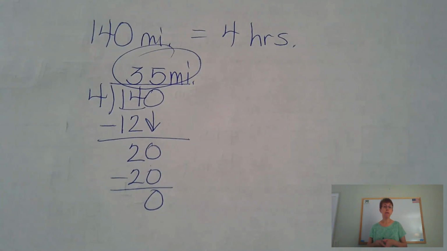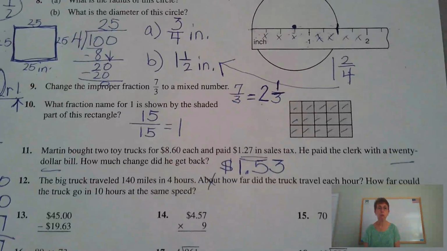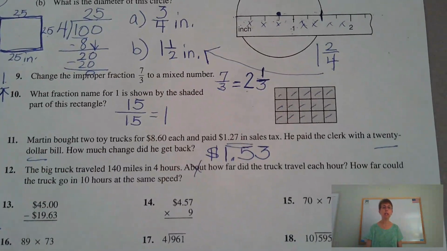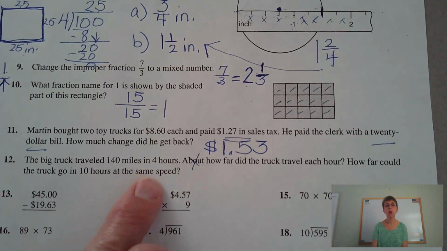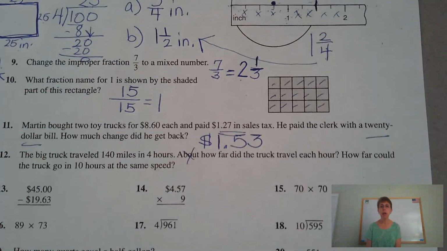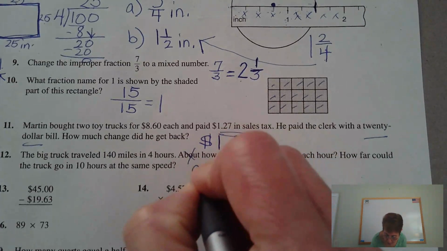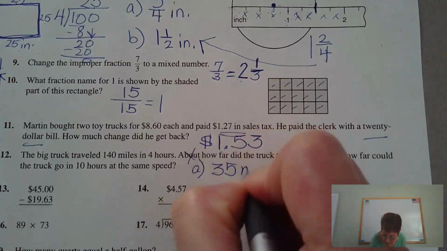So if he does 35 miles each hour in 4 hours, that'll be 140 miles. Now again, the reason that they have in there that word about is because realistically, it doesn't mean that he went exactly 35 miles each hour. But for the sake of the problem, you're not actually rounding any numbers. You're working with exact numbers. 140 miles divided by the 4 hours means he traveled 35 miles each hour. Okay, now that was part A. So part A is 35 miles.